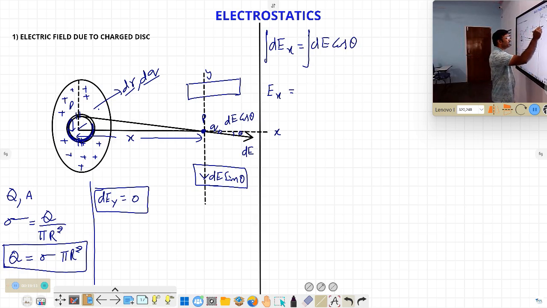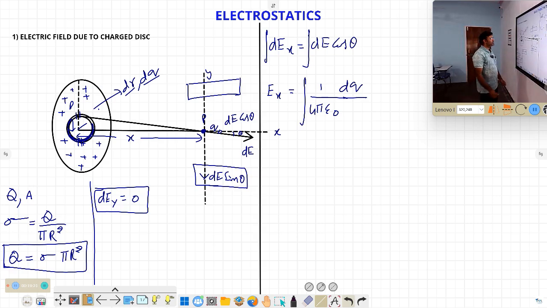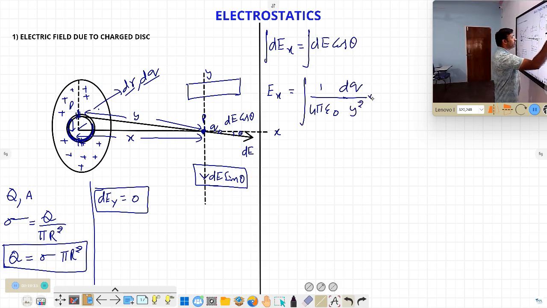Now what is dE? dE is nothing but the electric field, which I can write as 1 by 4 pi epsilon naught into the charge, that is dq, by the distance squared. What is the distance of the charge? From here to here. This is the distance of the charge, which I am taking as y. So I can write y square into cos theta.